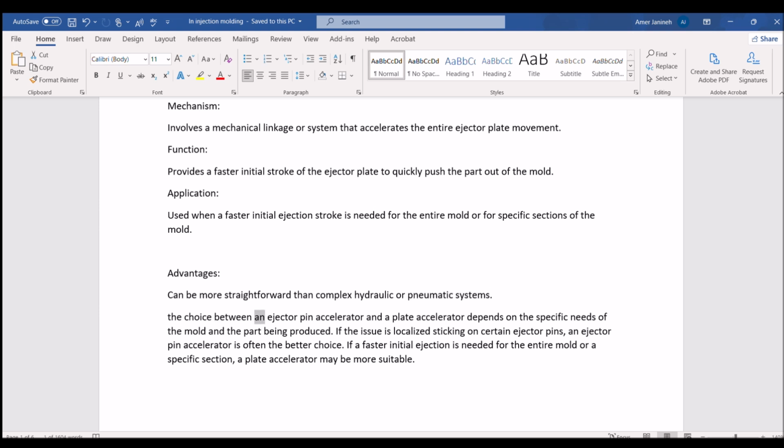The choice between an ejector pin accelerator and a plate accelerator depends on the specific needs of the mold and the part being produced. If the issue is localized sticking on certain ejector pins, an ejector pin accelerator is often the better choice. If a faster initial ejection is needed for the entire mold or a specific section, a plate accelerator may be more suitable.